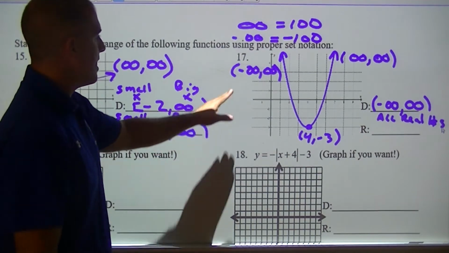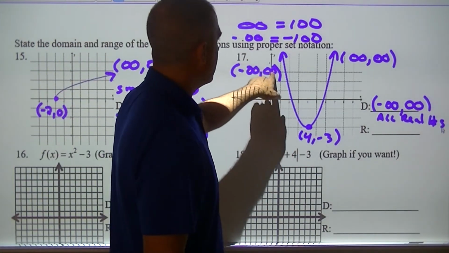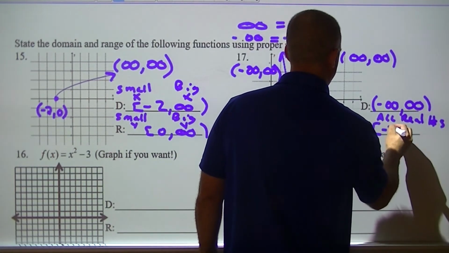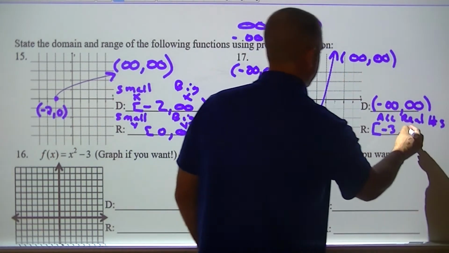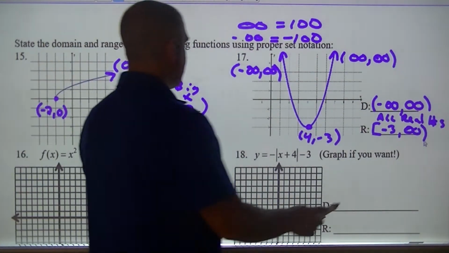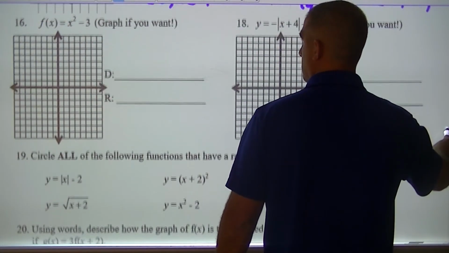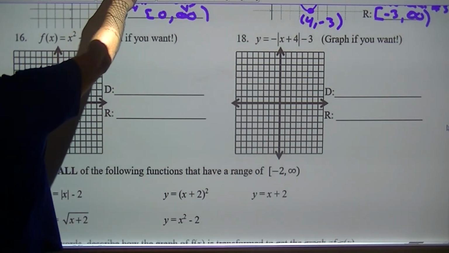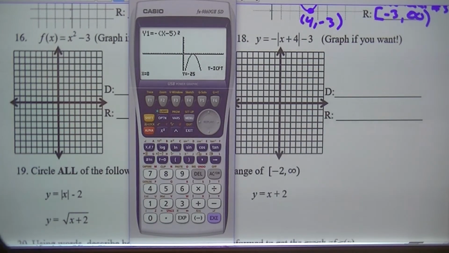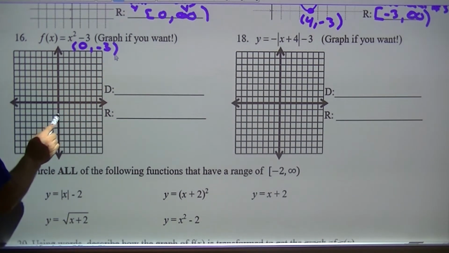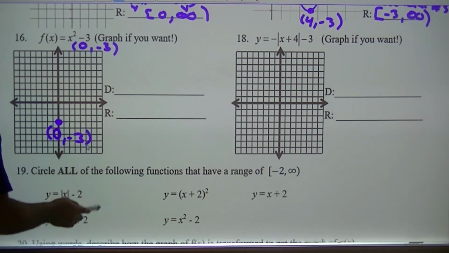But you can just write that. That is fine. For the range, the smallest y value I see, well, infinity is 100, is negative 3. Since negative 3 comes at that point, it's going to have a bracket. The biggest one I see is infinity. All right? Moving on to these other two. The anchor would be 0, negative 3, then 1, 2, 3. Maybe I'm going to label that. We're doing domain and range.